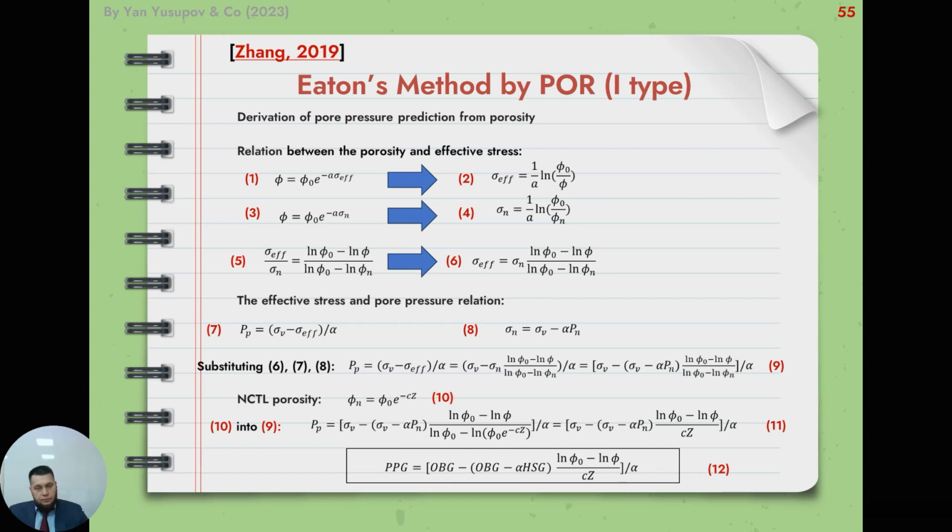This is a description of pore pressure prediction for porosity. We have in the first step a relation between porosity and effective stress. Then this goes to a relation with the normal compaction trend line, and on the final step we get the distribution of pore pressure gradient in terms of porosity by Eaton.